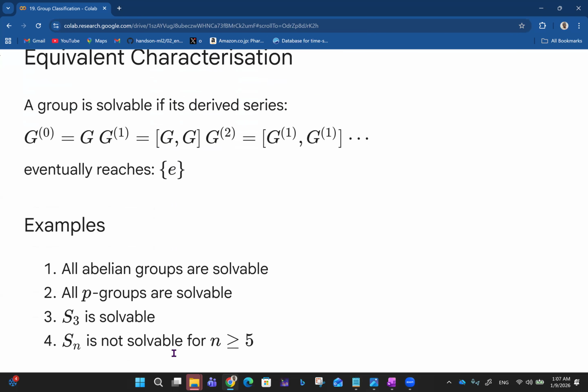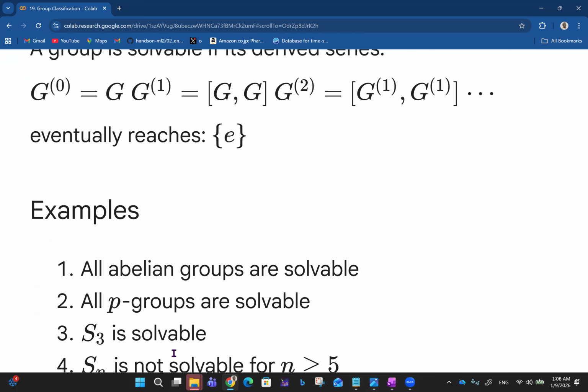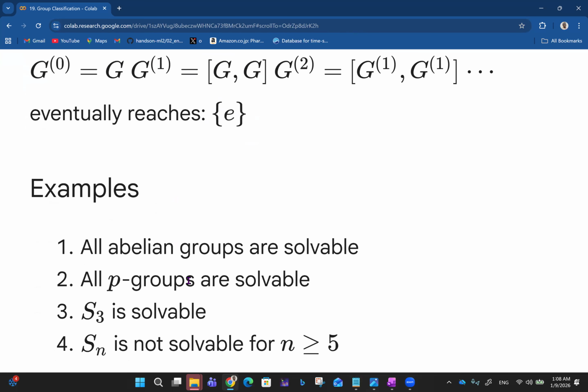So we have examples for this also. All abelian groups are solvable. Then all p-groups are also solvable. S3 is solvable. Sn is not solvable for n greater than or equal to 5, like that.